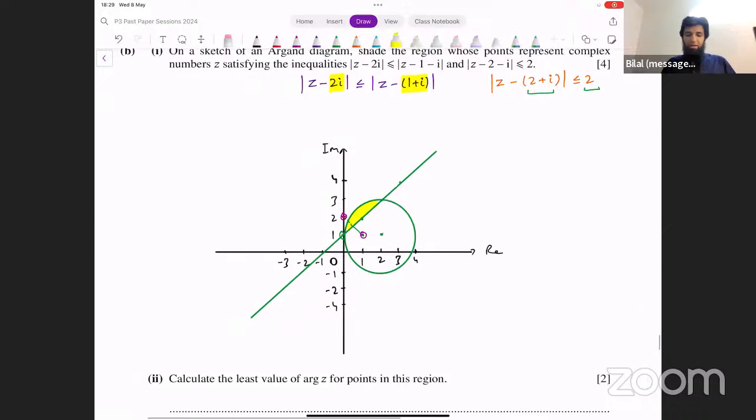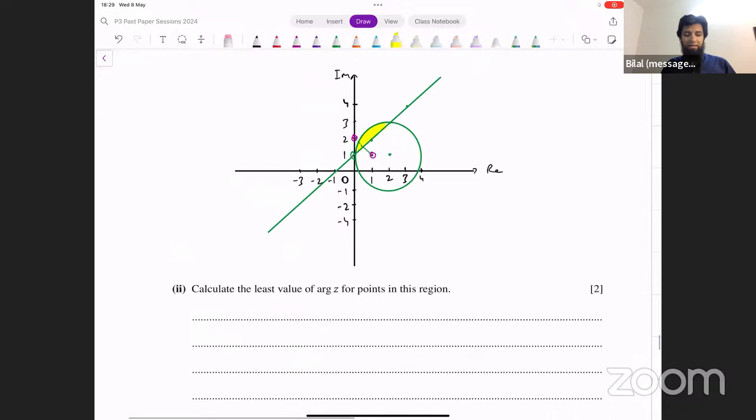Okay. Now let's move on to the next part. Now it says calculate the least value of argument of z for points in this region.